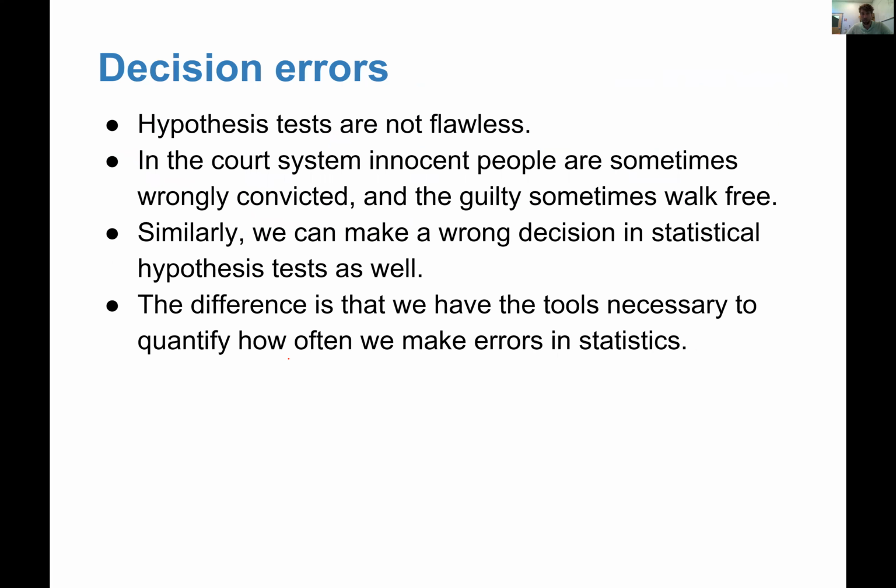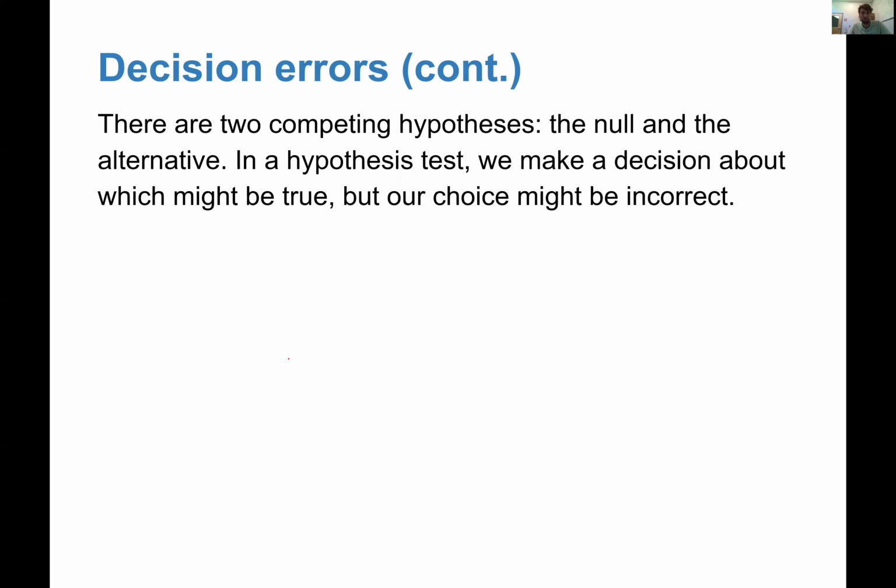All right, decision errors. So what we're doing is not flawless. Remember how we have this analogy to the court system, where sometimes innocent people are wrongly convicted, sometimes guilty people go free. So we can make a wrong decision in statistical hypothesis tests. We can often, though, quantify how often we make errors in statistics.